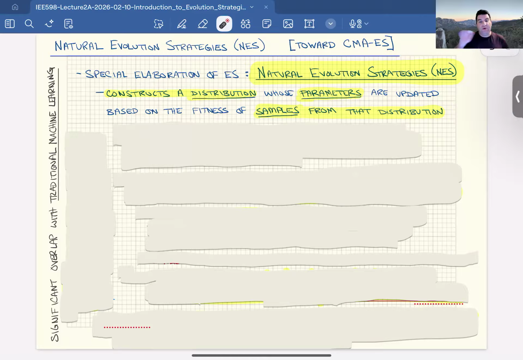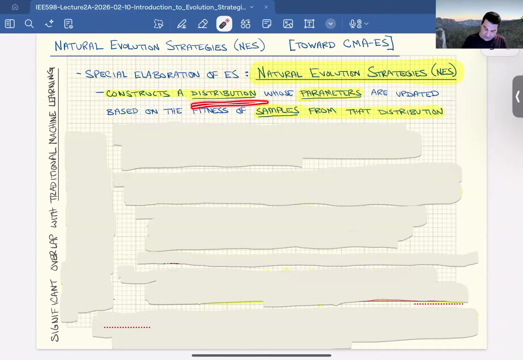But on the way to that, CMA-ES, which is very successful and used, is a modern algorithm that doesn't have as many theoretical guarantees as NES. So NES is kind of like that pure GA that Holland developed, and CMA-ES is kind of like the ugly GAs that have been developed since then, that despite being ugly, perform really well. Okay, so the NES is a special elaboration of evolutionary strategies.